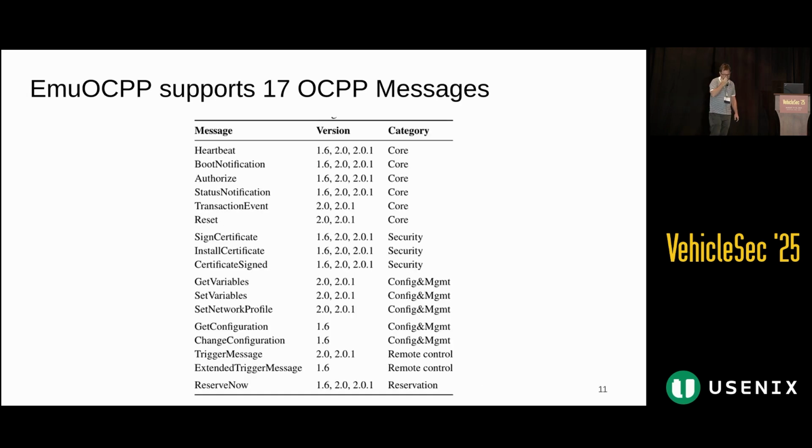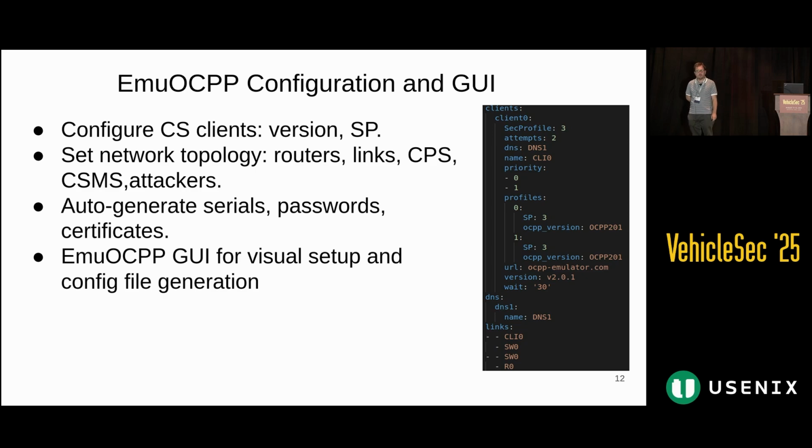We also support the most popular OCPP messages. If you remember, this is an application layer protocol, which is based on messages. And so we use open source libraries to support these messages, and then we can test whatever we want. We can test heartbeat, boot notification, authorization messages. We can test security-critical messages, including ones signing certificates, installing certificates on the network, and so on and so forth. We also have a nice configuration, which is YAML based, but we also provide a GUI if you want to set up your network.